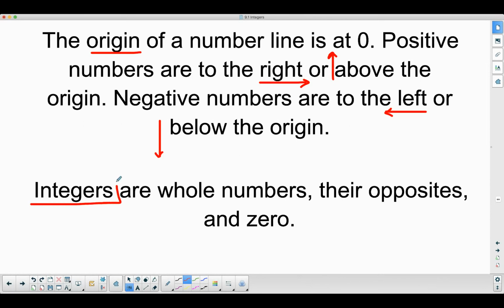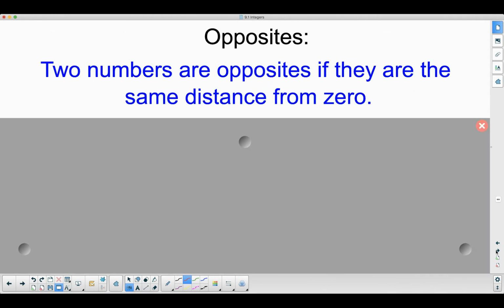So this word here, integers, is what we'll be talking about for a few days. Integers can be identified as any whole number. So you're counting numbers 1, 2, 3, and so on. Their opposites, which we'll talk about in just a second, and the number 0 can also be considered an integer.